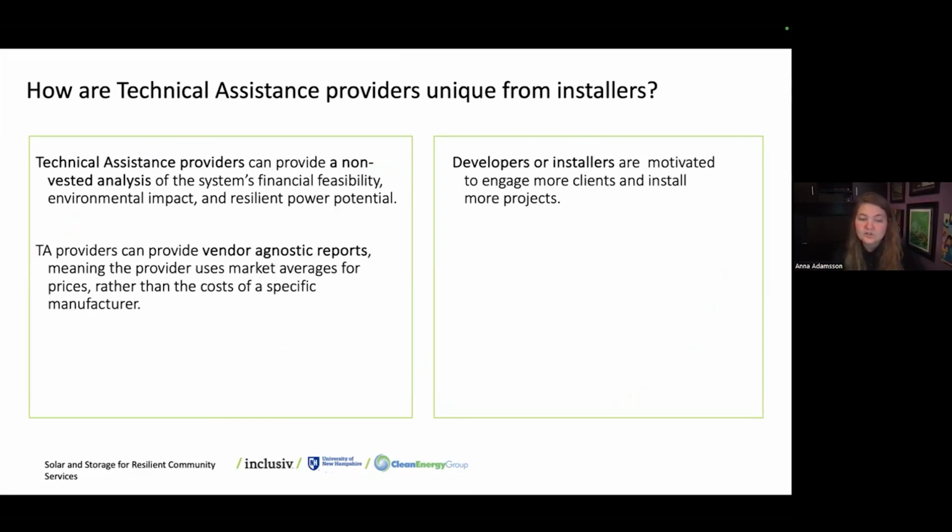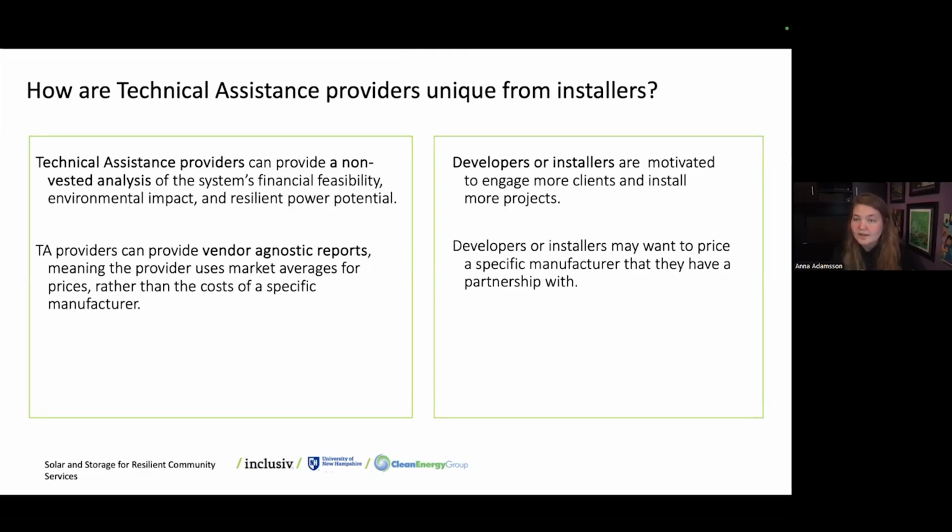TA providers can also provide vendor agnostic reports if you request it, which means that they will not be focusing on one specific battery or solar manufacturer or producer, but will be taking a broad average of what it would cost given market averages across the field. Developers or installers may already have an existing relationship with a specific manufacturer, and that may bias how they come up with their price estimates.